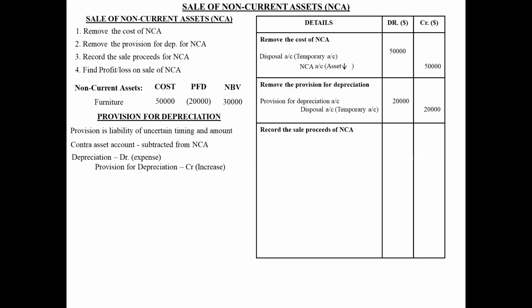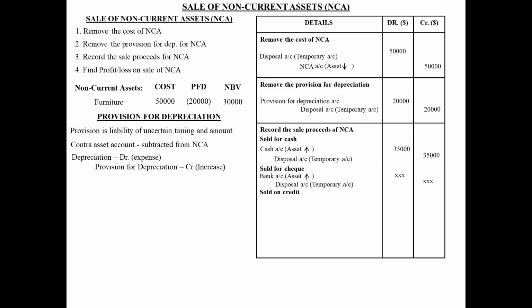So the cash account will be debited because your asset is increasing. Let's assume that we sold it for 35,000. And then again, we don't have anything on the credit side, so we put disposal account, a temporary account, over here on the credit side. Let's assume if we sold it by check instead of cash, we are going to write bank account over here and disposal account on the credit side.